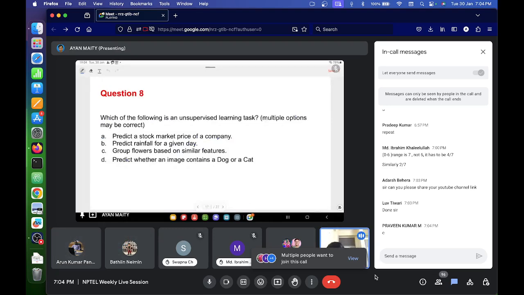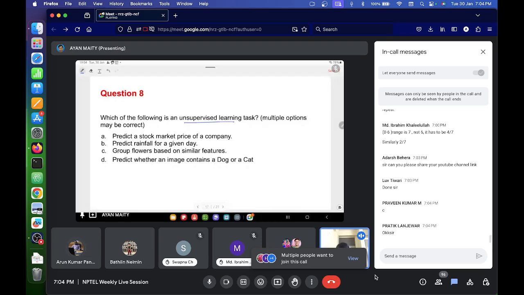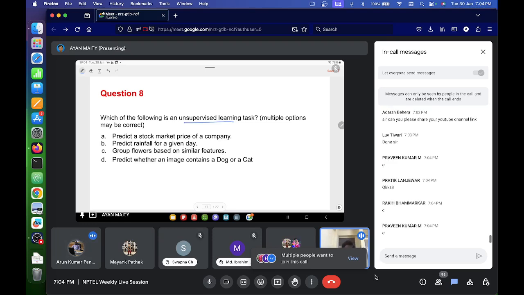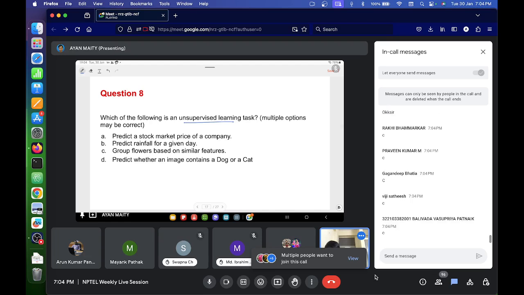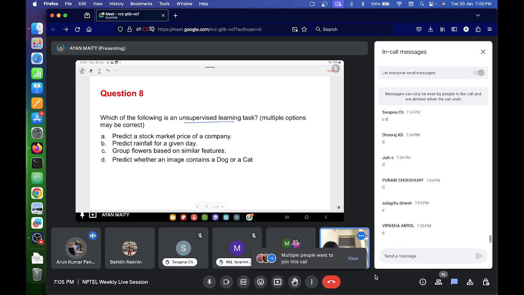Which of the following is an unsupervised learning task? Multiple options may be correct here. Predict the stock market price of a company, predict rainfall for a given day, group flowers based on similar features, predict whether an image contains a dog or a cat. Sir, C is confirmed.